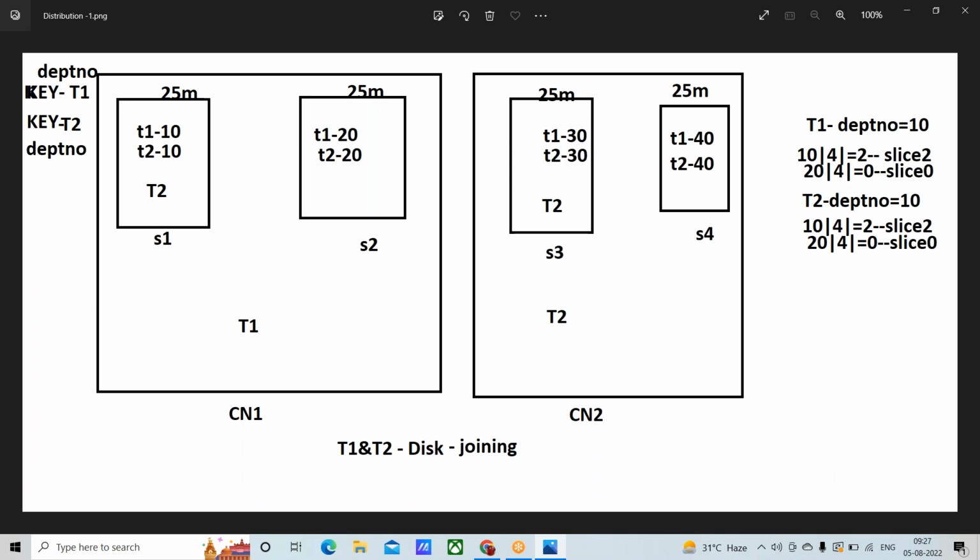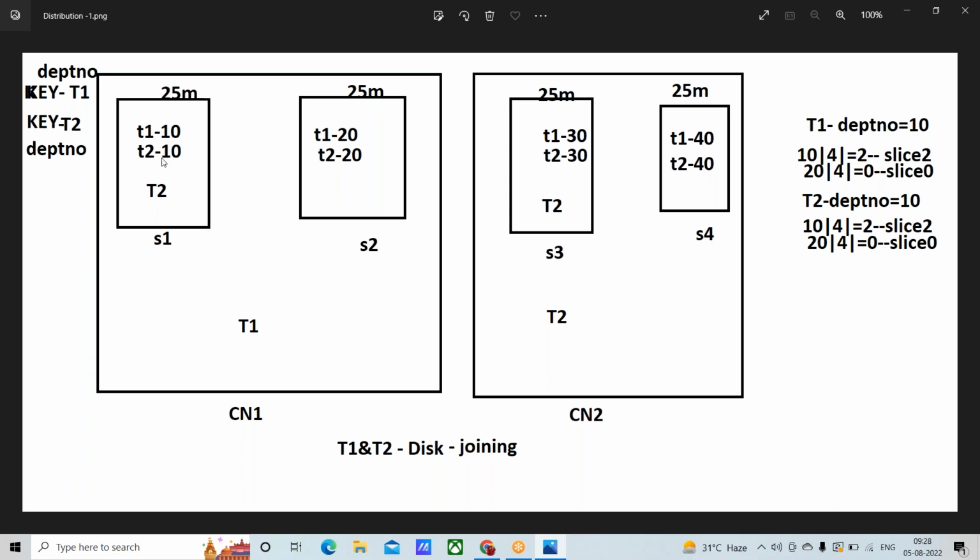That is the reason the same values will go to the same slice, whether it's coming from table 1 or table 2, as long as that column is the same in both tables. That's the reason, if two tables are joining based on the same column, and if that column is the distribution key, matching values will be in the same slice. So the join will happen locally.